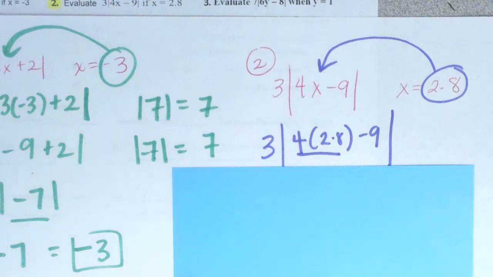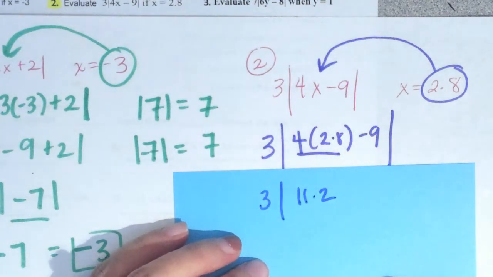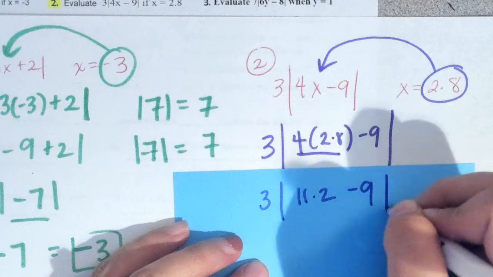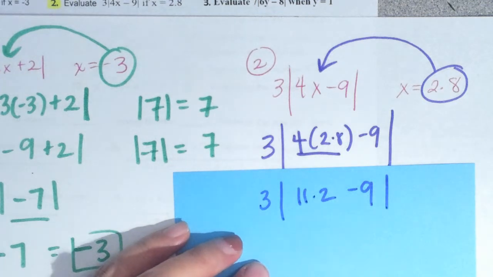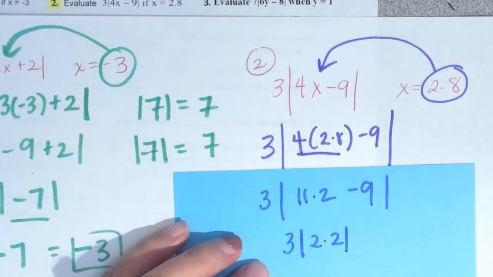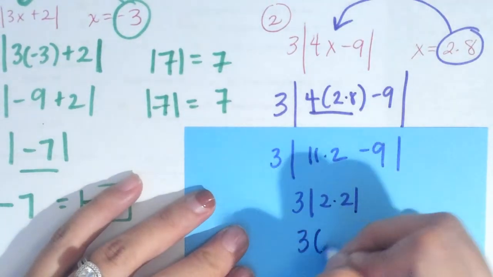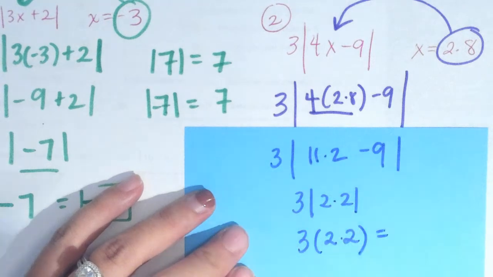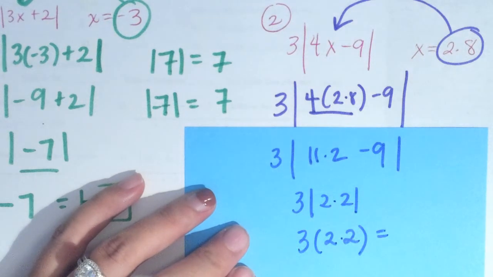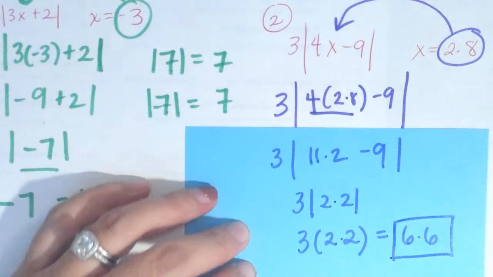Okay, sorry, I kind of blanked out a little bit. So 4 times 2.8 is 11.2. So I have 11.2 minus 9, which is 2.2. And then the absolute value of 2.2 is just 2.2. So this is 3 times 2.2, which gives me 6.6. That's my final answer.